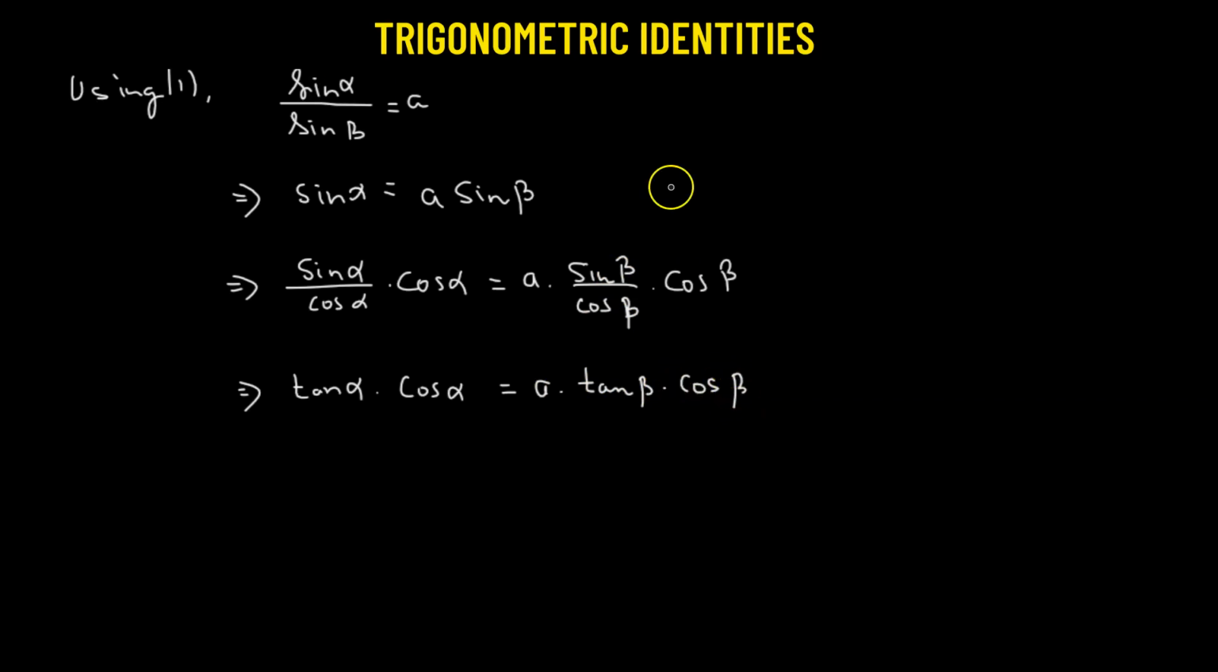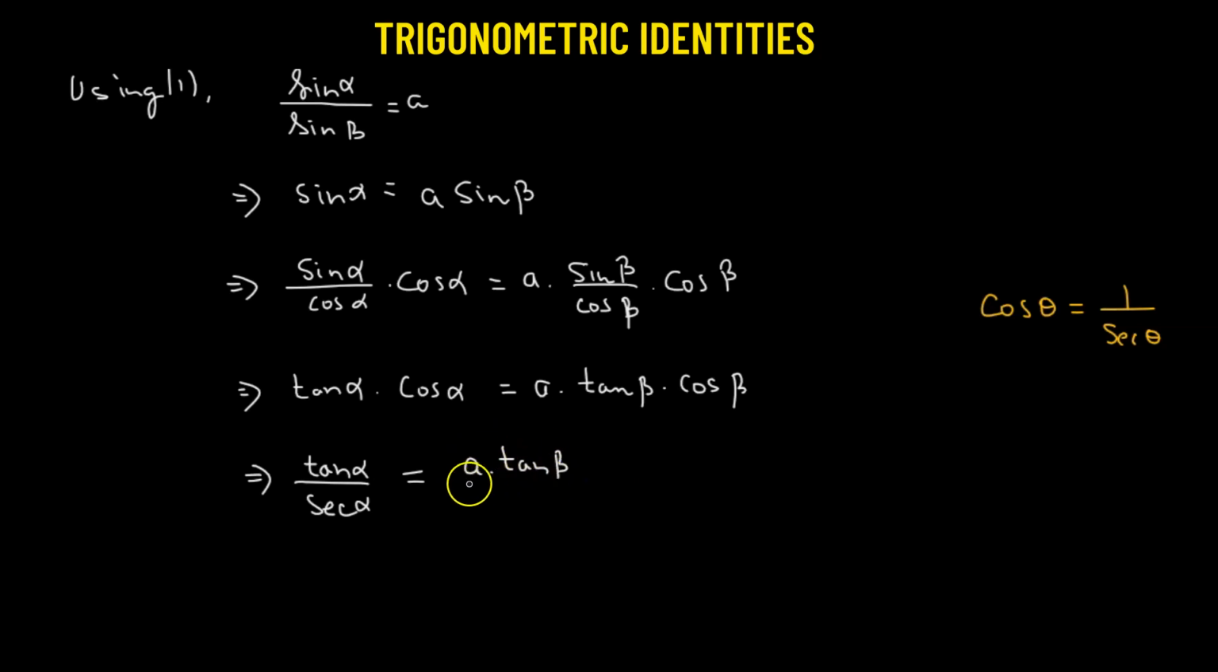We know that if we have cosine theta, that is the reciprocal of the secant function. So in place of cosine alpha, we can replace it with 1 over secant alpha. So we have tangent of alpha divided by secant alpha, which will be equal to A multiplied by tangent of beta divided by cosine of beta. So that will take its reciprocal.